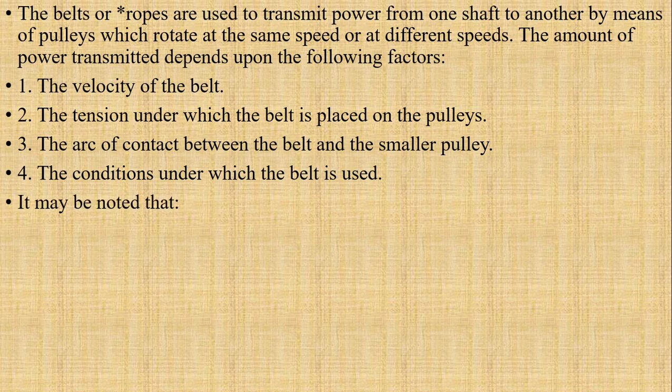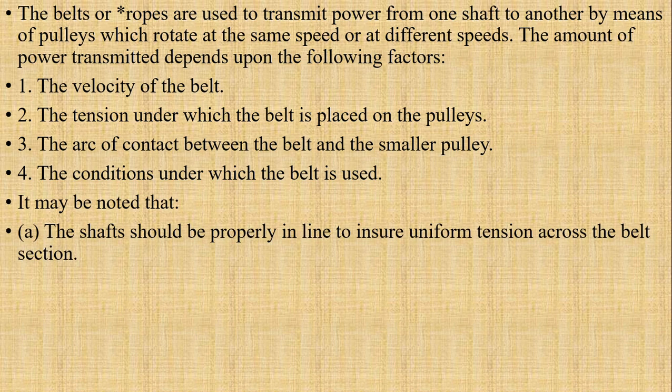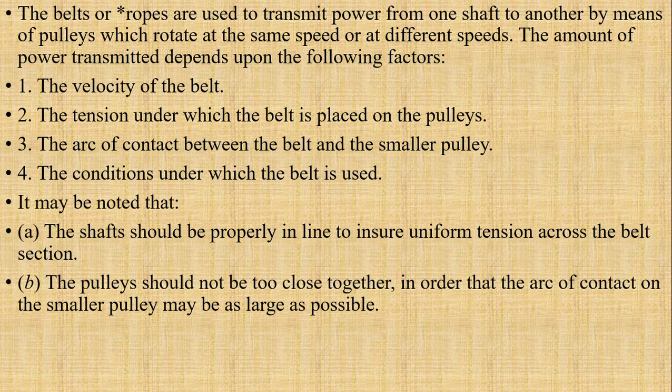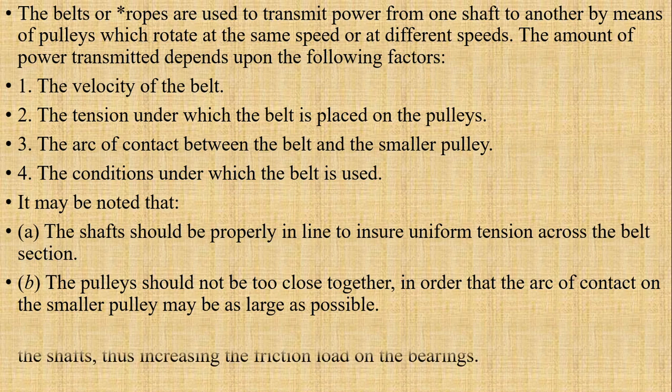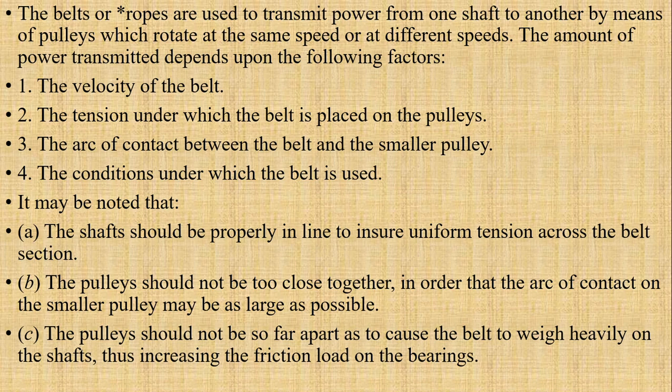It may be noted that the shafts should be properly in line to ensure uniform tension across the belt section. The pulleys should not be too close together, in order that the arc of contact on the smaller pulley may be as large as possible. The pulleys should not be so far apart as to cause the belt to weigh heavily on the shaft, thus increasing the friction load on the bearing.